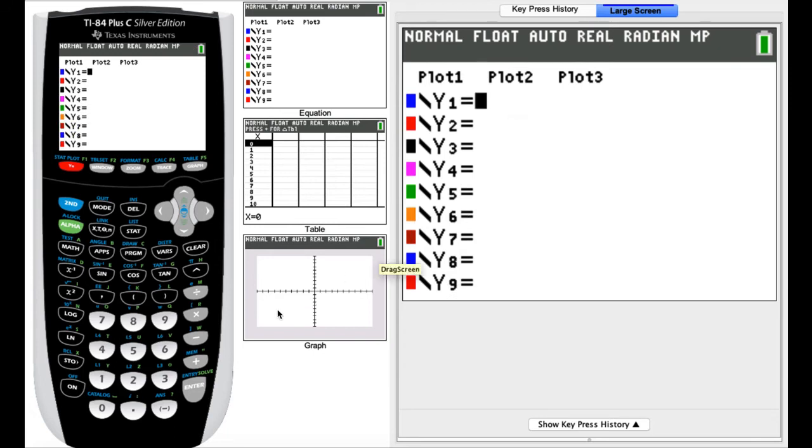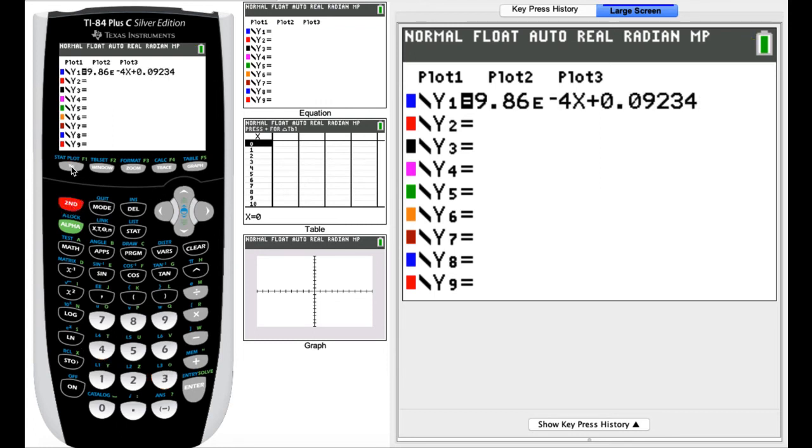Now I think I can enter it in as 9.86 E negative 4x plus 0.09234. That should work. Let's just try that out.